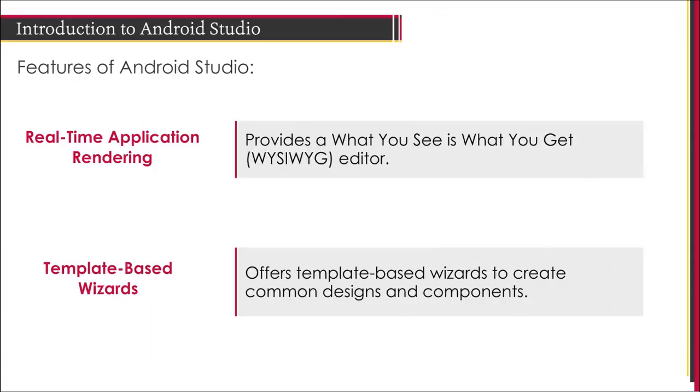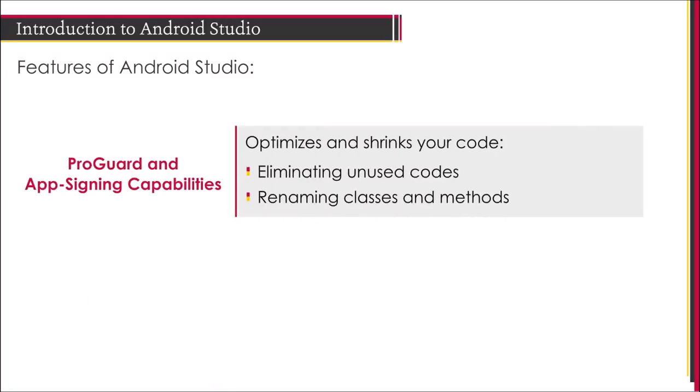Android Studio offers template-based wizards to create common designs and components for Android applications. The ProGuard tool optimizes and shrinks your code by eliminating unused codes and renaming classes and methods having ambiguous names. ProGuard is now available with the Android build system, because of which you need not explicitly invoke it manually.